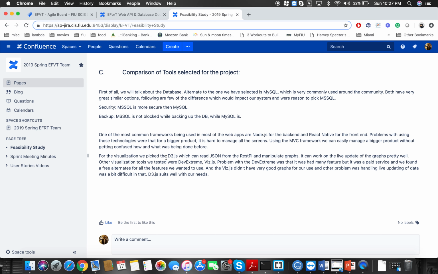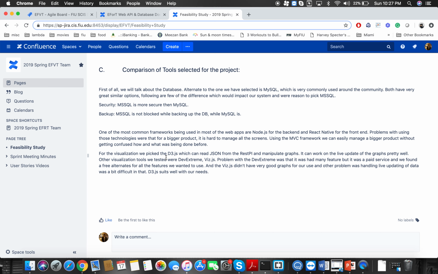For the visualization, we picked D3.js. The reason for that is that it performs very well with the REST API and with live graphs. Other tools were there as well, for example DevExtreme or Vis.js, but the reason for choosing D3.js was that it was free, easily available, and has so many graphs, unlike DevExtreme which was paid. It had many services, but the services we were using we were getting for free in D3.js. And Vis.js had problems with integrating the live graph, and the graphs were not really good in those.